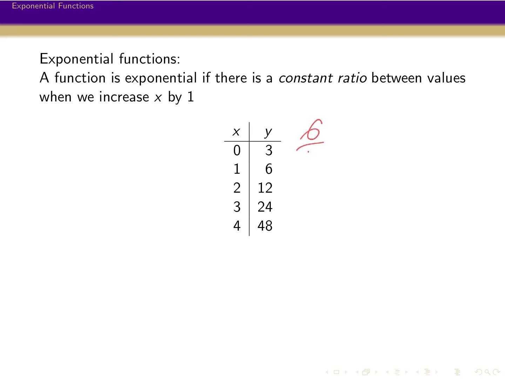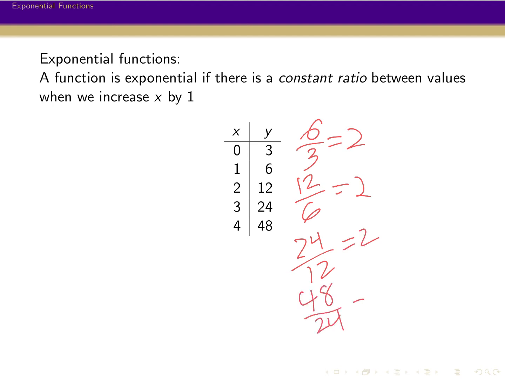If you look, what's 6 divided by 3? That's 2. Then between the next two values, it goes from 6 to 12. What's 12 divided by 6? It's also 2. Then from 12 to 24, what's 24 divided by 12? 2. Finally, 48 divided by 24 is 2. So to go from each next one in the table, we multiply by 2. The one after this, when we get to 5, is going to be 48 times 2, which is 96.